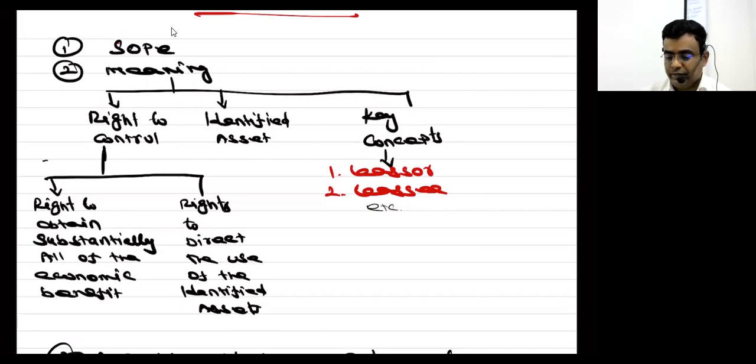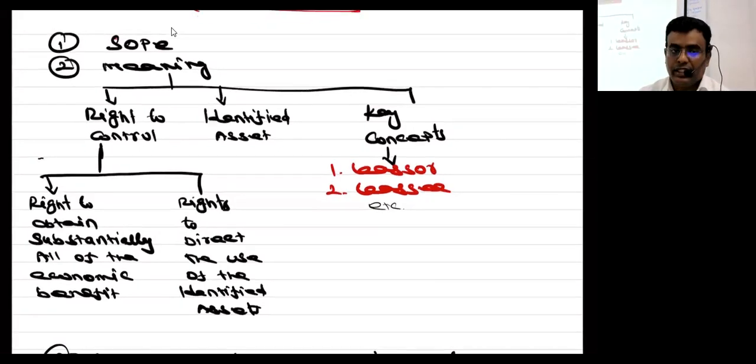Okay, good morning. Good morning. How are you? Fine. Good. So we are moving forward to the next standard. Next standard is called lease. So in Ind AS number 116, that talks about lease.